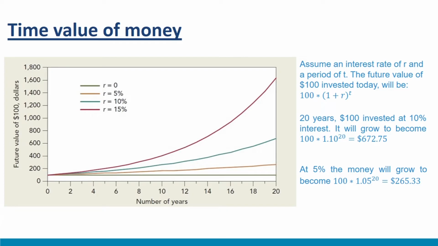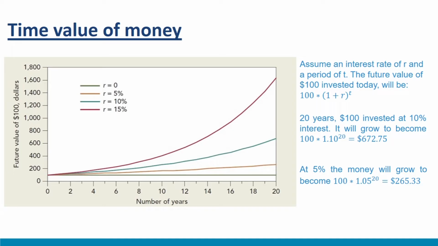Assume an interest rate of R and a period of T. The future value of $100 invested today will be 100 into (1 plus R) raised to the power T. You can also notice here that as the value of R or T increases, the future value of your wealth goes up exponentially. Consider the figure shown here for changes in interest rates and duration of investment and how the future value of your initial $100 increases.